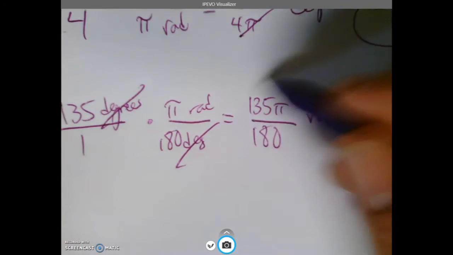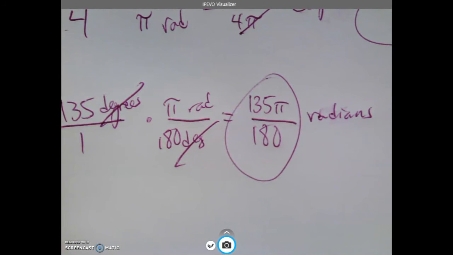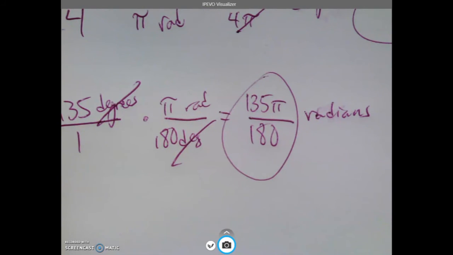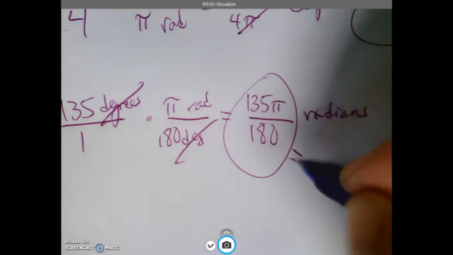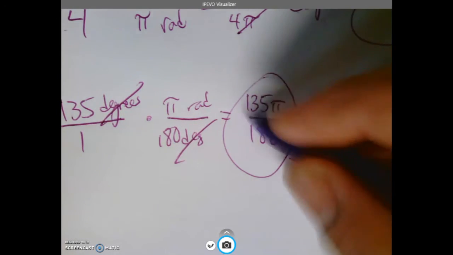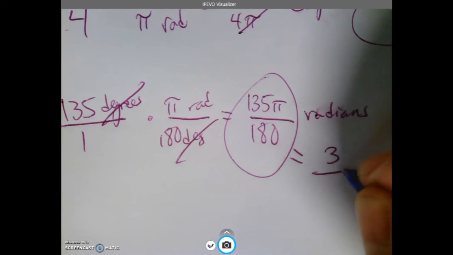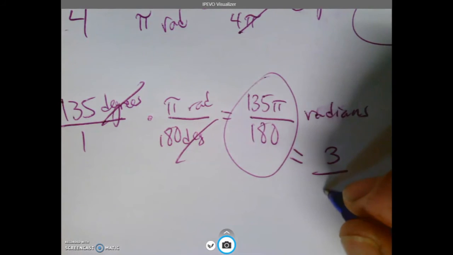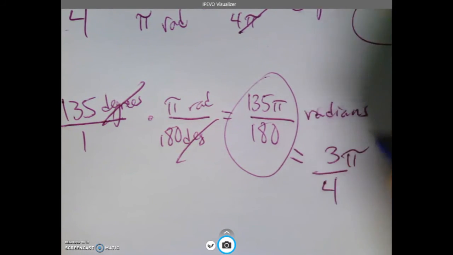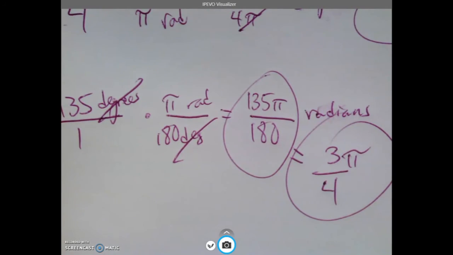Then reduce this fraction. I'll leave that to you guys, because I'm going to wrap up this video right now. Thanks for watching. Just kidding, I'm not going to leave you hanging here. 45 goes into both of these. 45 will go into this 3 times, and 45 goes into 180 4 times. So if you divide both of them by 45, that's how you reduce it.